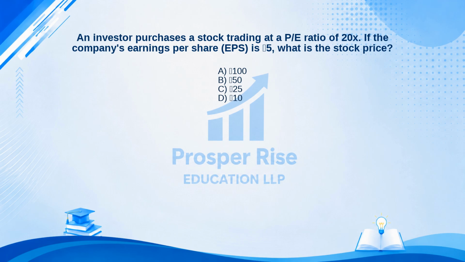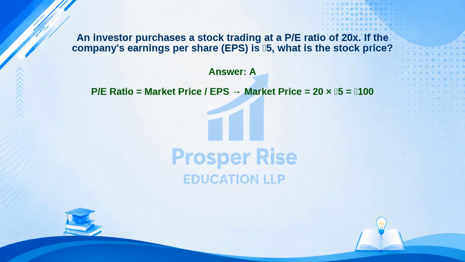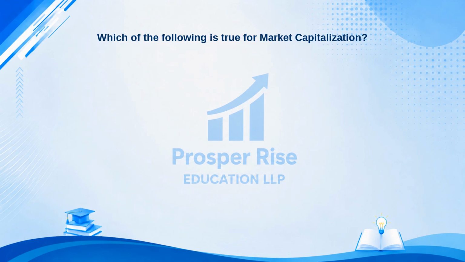The correct answer is option A. Let's see why. PE ratio equals market price divided by EPS. Therefore, market price equals 20 times Rupee 5 equals Rupee 100. Let's tackle this exam question.